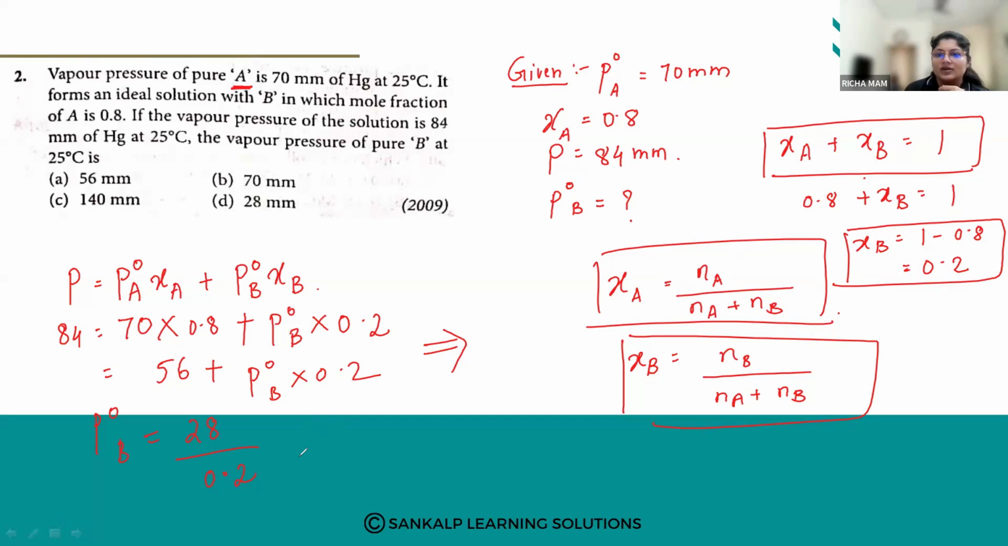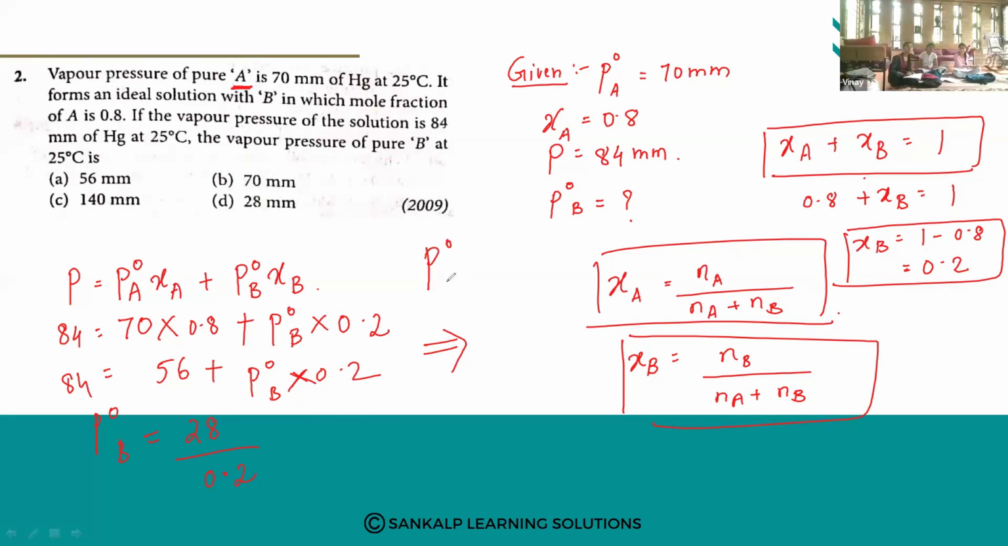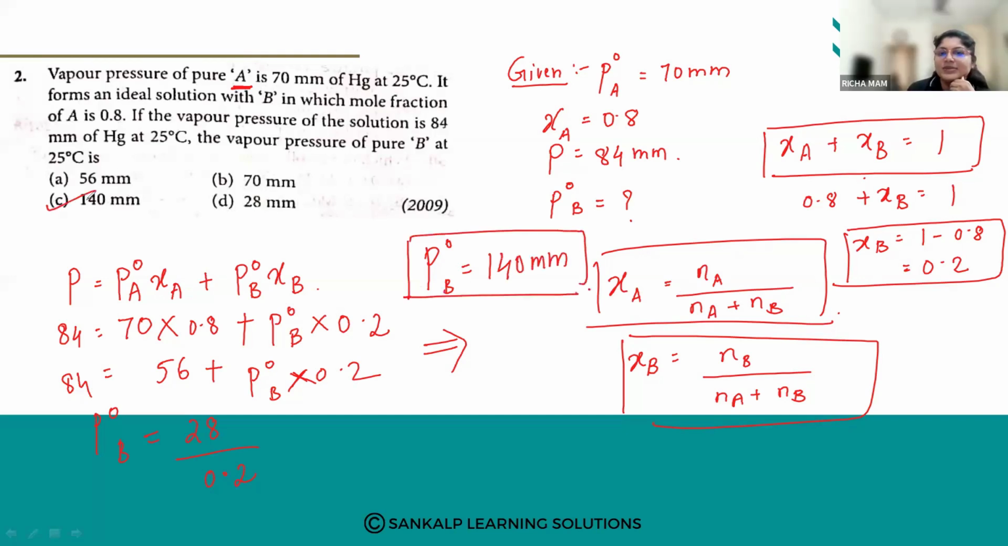Yes, did you get it? So 84 minus 56, you get 28. Then it is multiplying, so you have to divide by 0.2. So 28 divided by 0.2 is 140. So 140 mm, which is option number C. If you have a small simple calculator, you can use it. For your board exam as well as for your CT exam, small simple calculators are allowed. Okay, fine. So let us proceed.